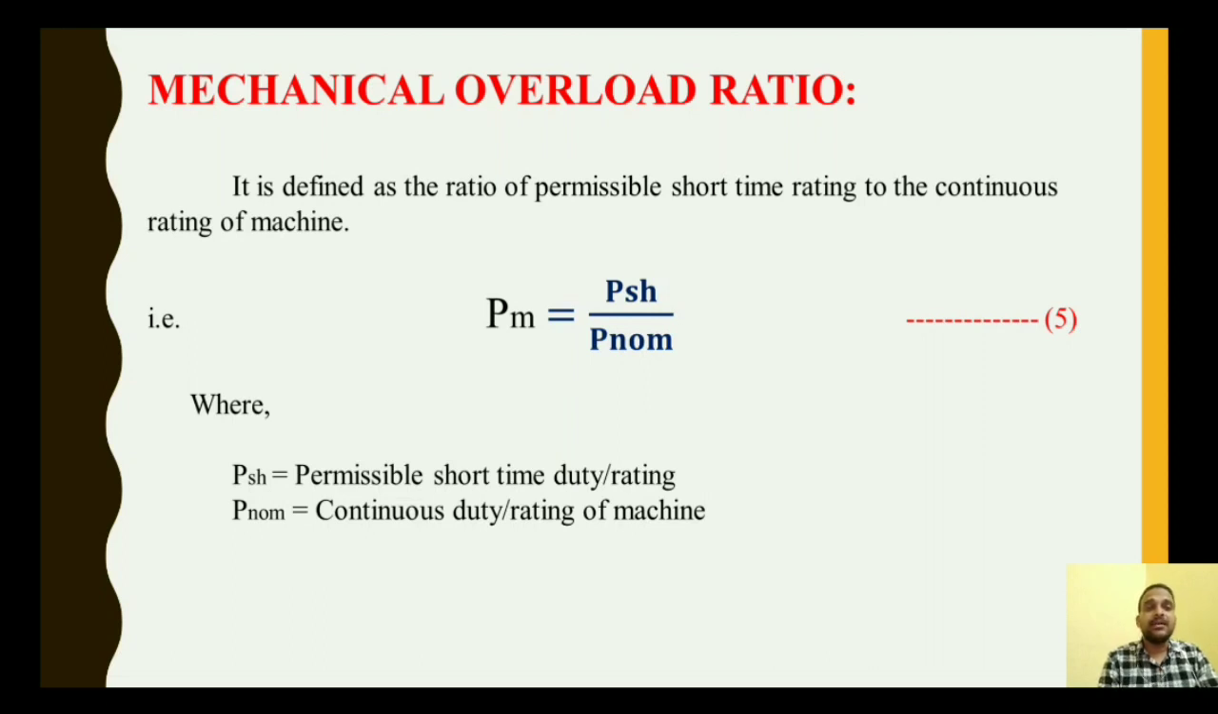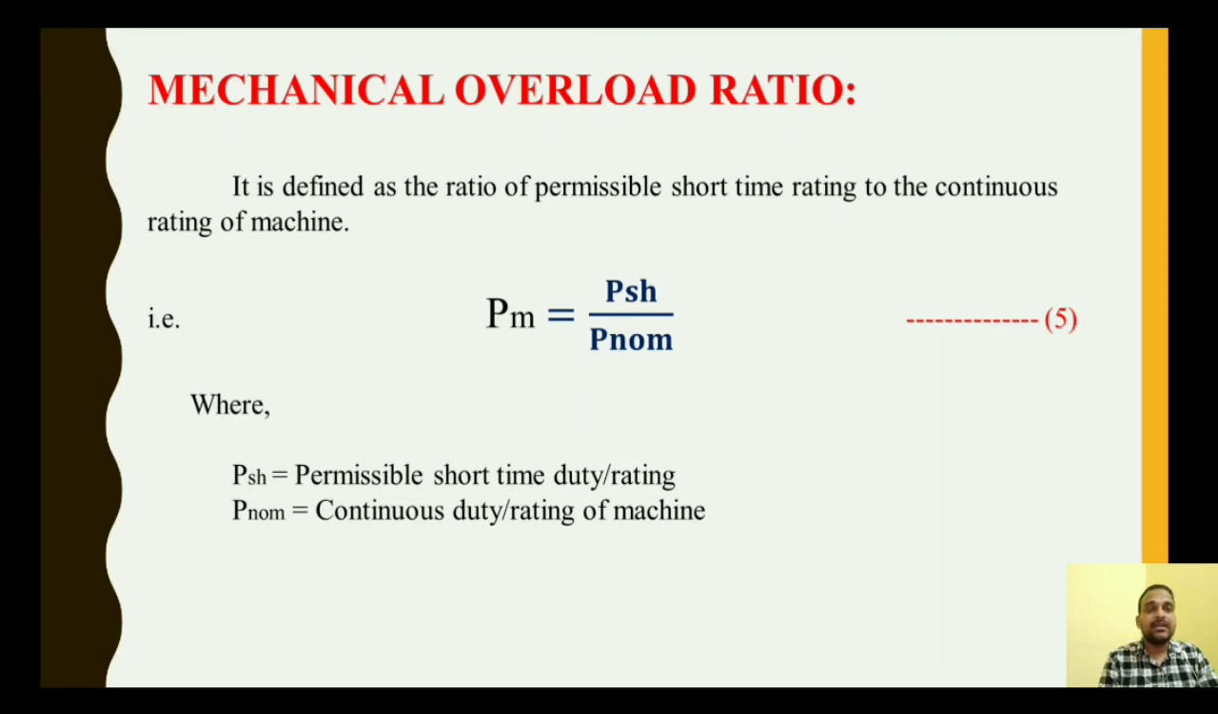Okay, so P_M, that is the mechanical overload ratio, is represented by P_M, and it is defined as the ratio of permissible short time rating to the continuous rating of the machine. So P_SH stands for the short time, and P_norm stands for the normal or the continuous quantity, we can say. So P_M will be equal to P_SH over P_norm.